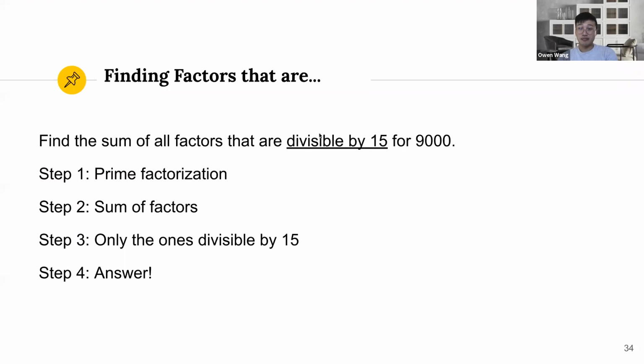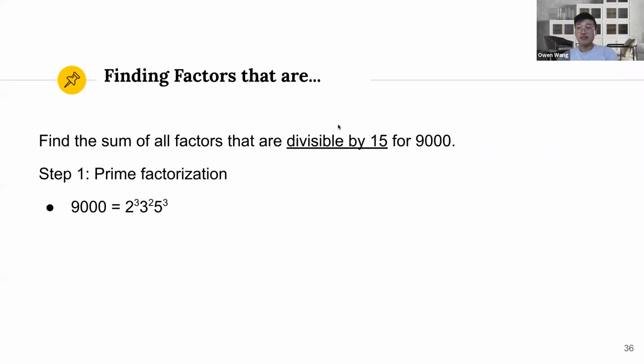And to speed this up a bit, next slide. We'll start with the prime factorization because I'm confident you all know how to do that part. 9,000 is 2 to the 3rd, 3 to the 2nd, 5 to the 3rd. Next slide, next step.